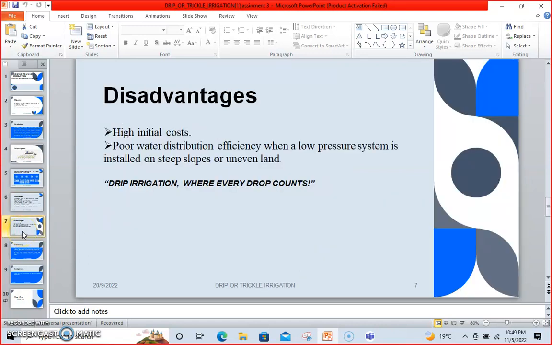Then disadvantages, we see that it has a high initial cost, and also the distribution of water is poor because of the low pressure. You can see a quote there: drip irrigation is where every drop counts. It means that you don't waste water, you direct it exactly to the roots of the plant. At times with the other systems, you direct water to the land and it covers a lot of area without even going to the exact point, which is the roots.